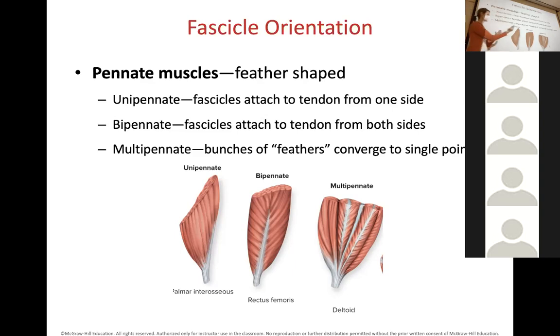Bipennate, obviously fascicles coming off of both sides of that tendon. So that looks like a typical feather. So bipennate here, you have fascicles coming off both sides of that tendon. And multipennate is basically a whole bunch of feathers stuck together. So multipennate, you have multiple tendons with fascicles coming off of either side of each of those tendons. So here you have kind of one piece, one feather, another feather, etc., with the tendon running down the middle of each.